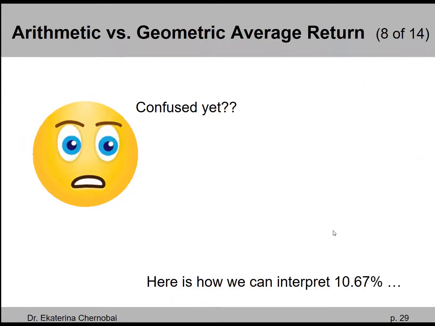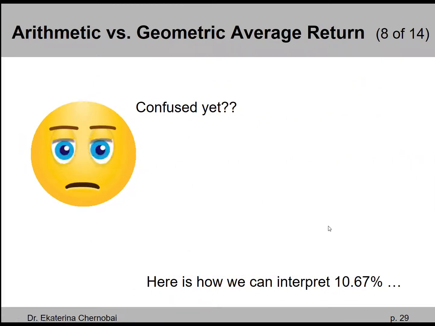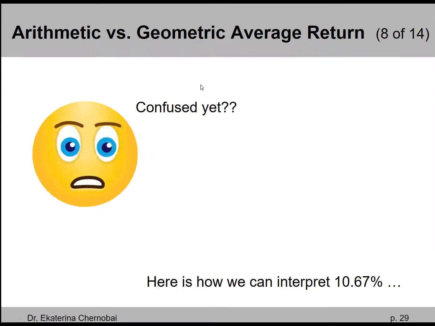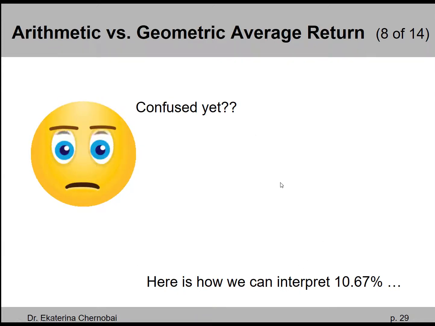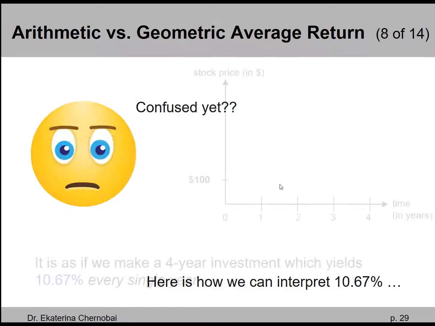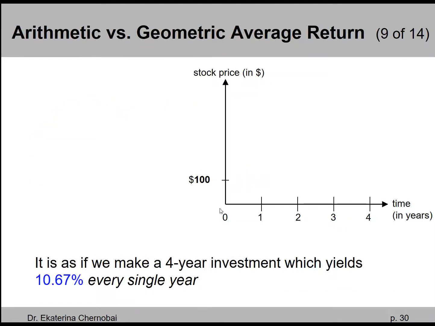I completely agree that this is all very, very confusing. Let me explain it a little bit differently. Let's go back to what we were given. We were given $100 per share in year 0, right?